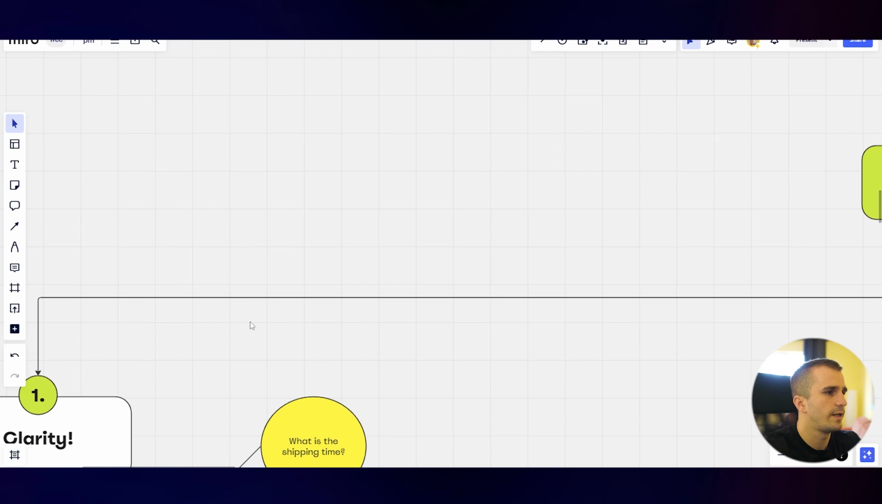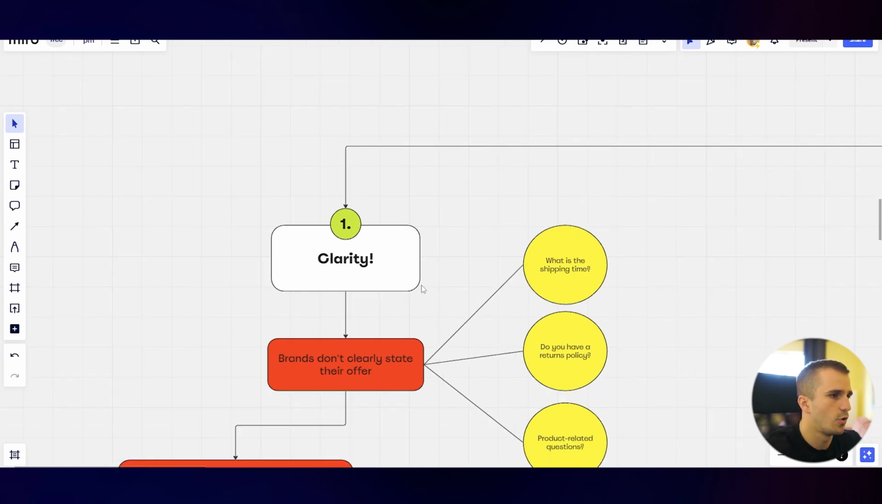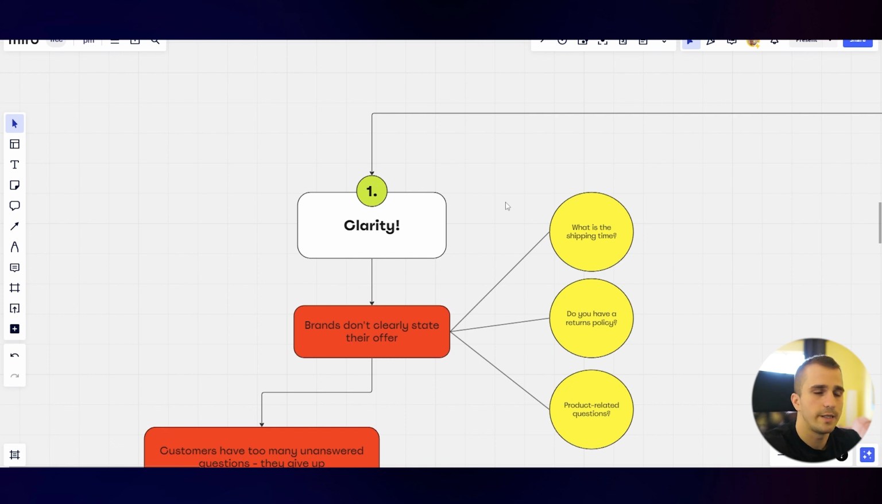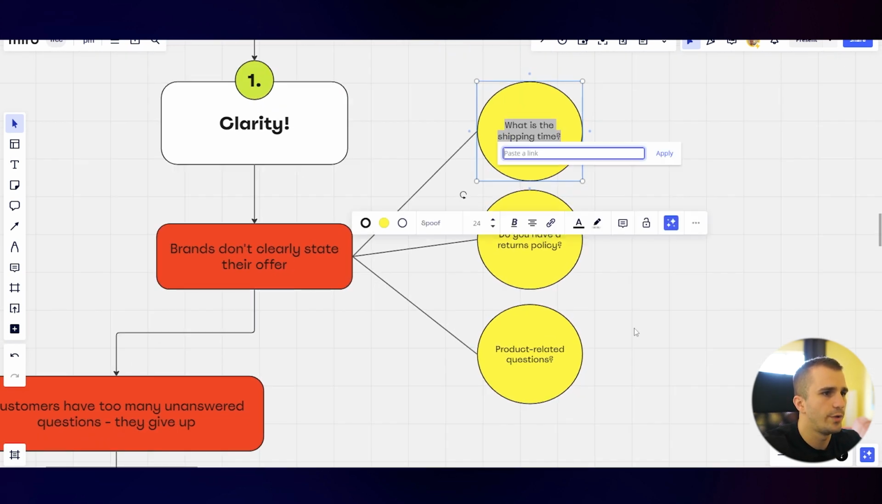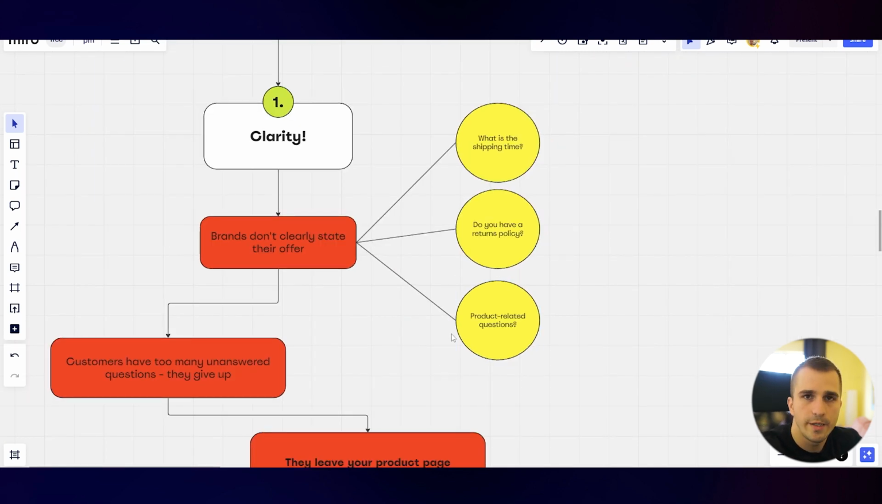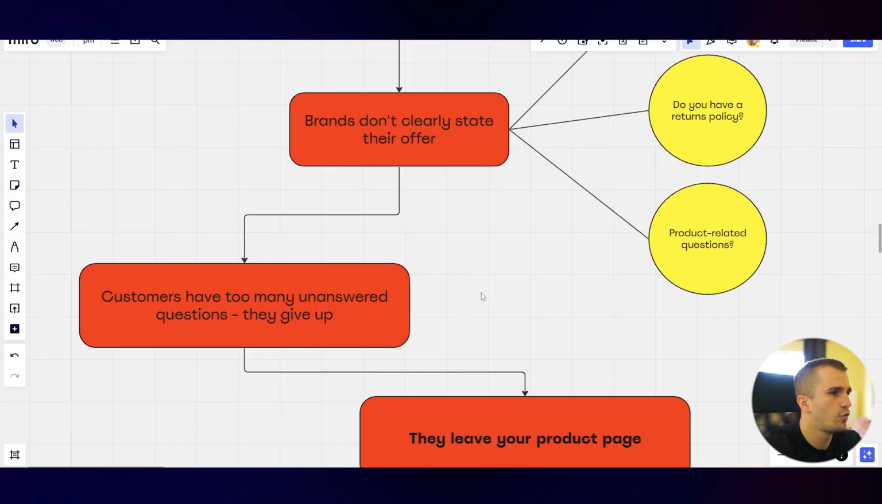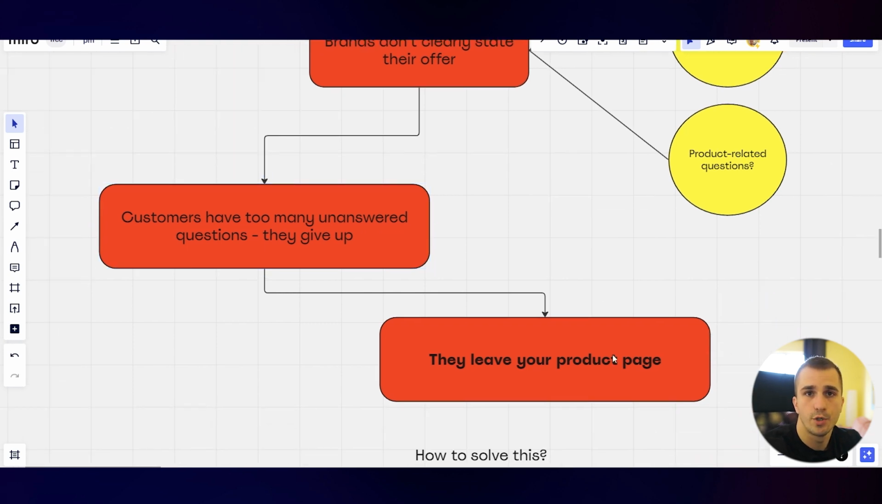The first thing that will significantly increase your conversion rate is to have more clarity on your product page. Let's go through some of the scenarios that can happen when you don't have enough clarity on your Shopify store. Your customers land on your product page and they don't know, for example, what the shipping time is. They don't know if you have a returns policy. They might have product-related questions, for example, what the ingredients of your product are. And if your customers have too many unanswered questions like this, they just give up and leave your product page without purchasing your product.